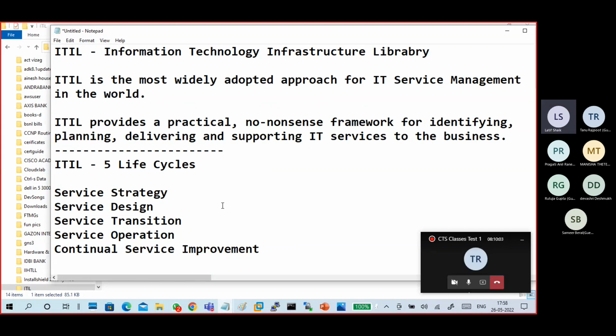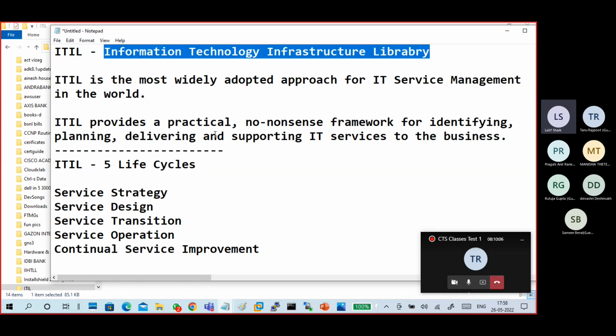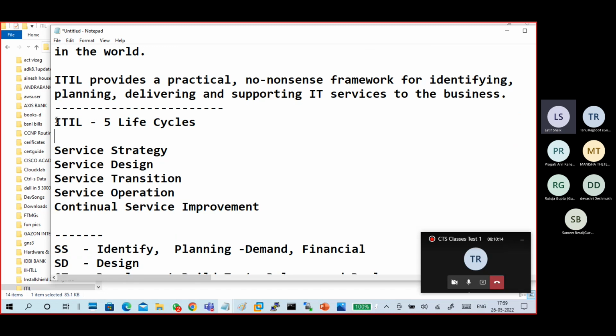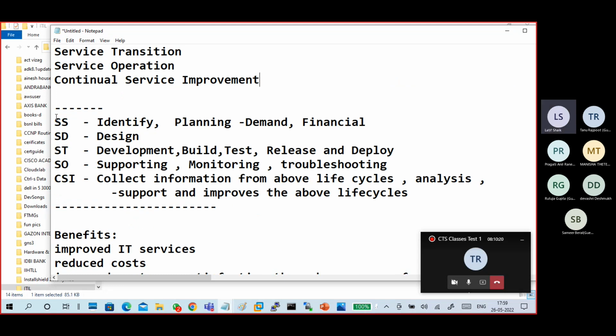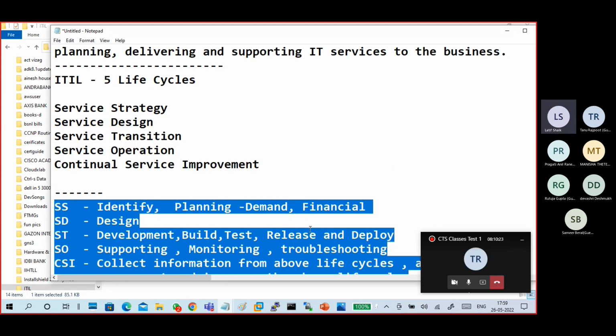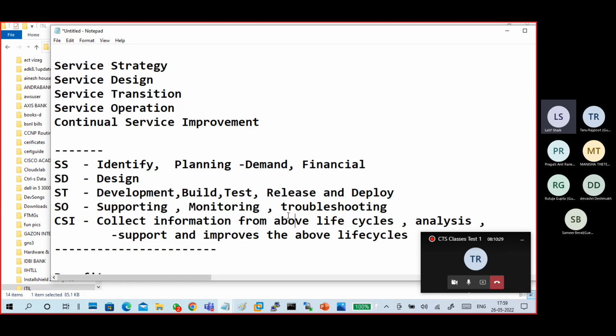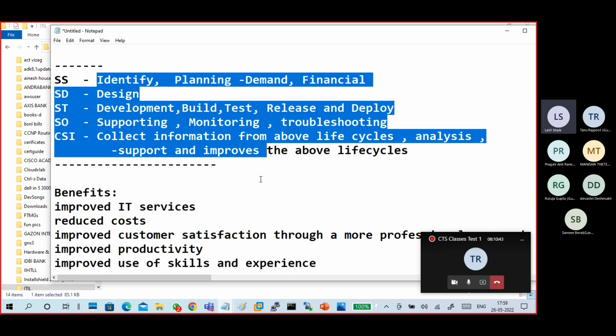First of all, the points are: ITIL, IT Infrastructure Library, a practical no-nonsense framework for identifying, planning, delivering, supporting IT services. Next, the 5 life cycles. That is point number 1. Point number 2, explanation of service strategy, service design, service transition, service operation, and continual service improvement. What is the meaning? What is inside? That is important, because the interviewer can ask only one single part also. So be careful with that. That's why I gave short hints instead of writing big paras.